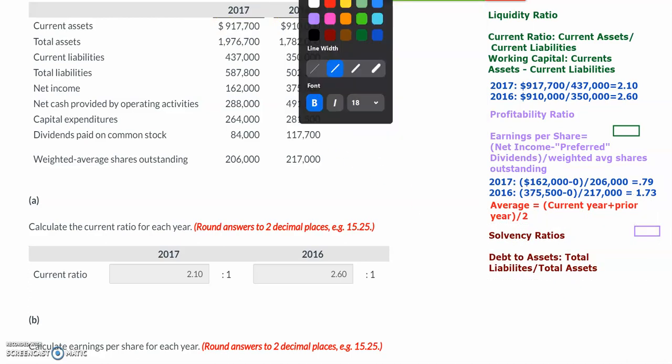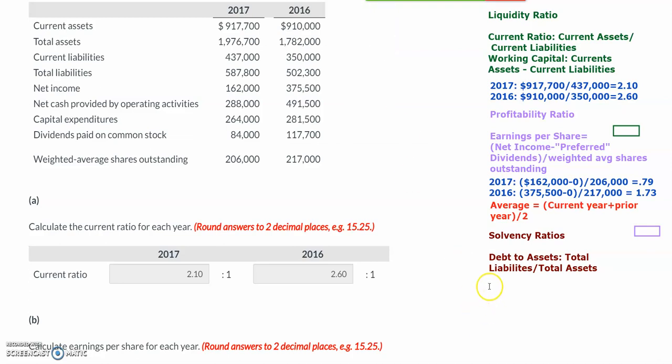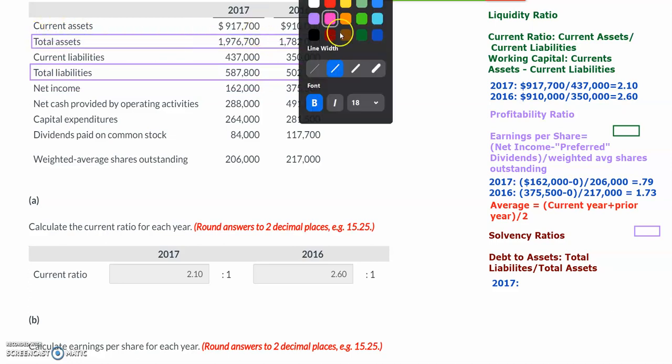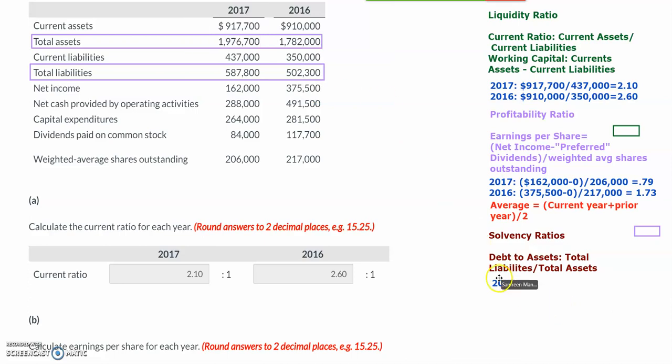And for 2017, you're going to take your total liabilities. Make sure that you don't get this flipped. You take your total liabilities first, and then you're going to divide that by your total assets. So sometimes I have students that get this flipped backwards, okay? Or they look at the current instead of the total.